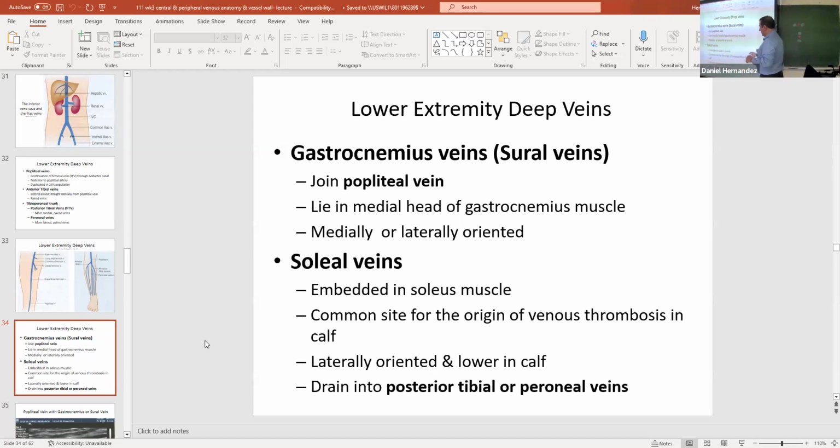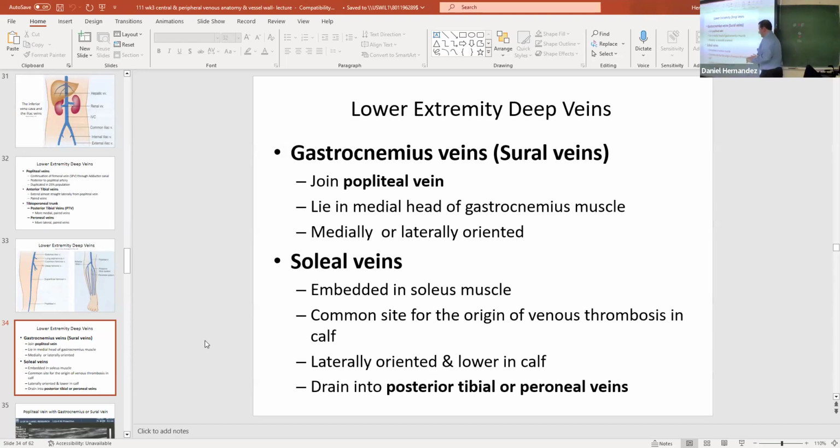And then we have the soleal veins. These are embedded in the soleus muscle, which is a little bit deeper than the gastrocnemius muscle. The soleal veins will drain into either the posterior tibial or peroneal veins. They could potentially drain into both.